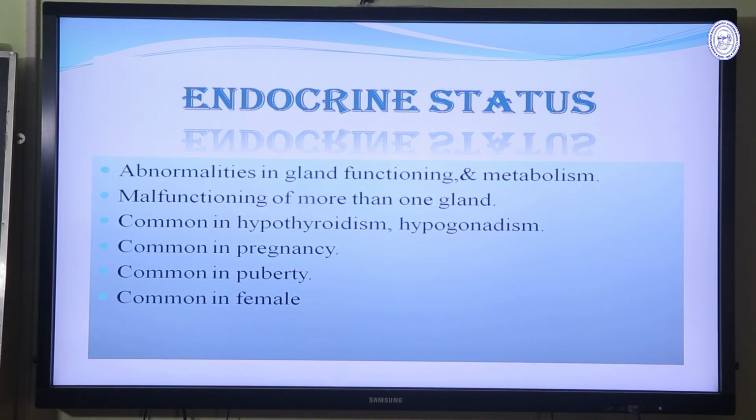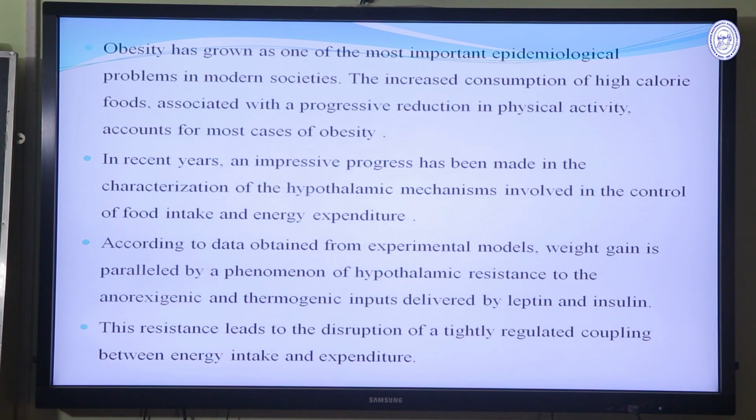Endocrine status plays a very crucial role. Abnormalities in different gland functioning and metabolism may result in obesity. This is very common in hypothyroidism, hypogonadism, in pregnancy, in puberty. In early puberty, positive energy balance is very common. In pregnancy, positive energy balance is actually required. In pregnancy, different hormonal roles help to increase the body weight, which is actually required. And obesity is very common in females due to female reproductive hormones.